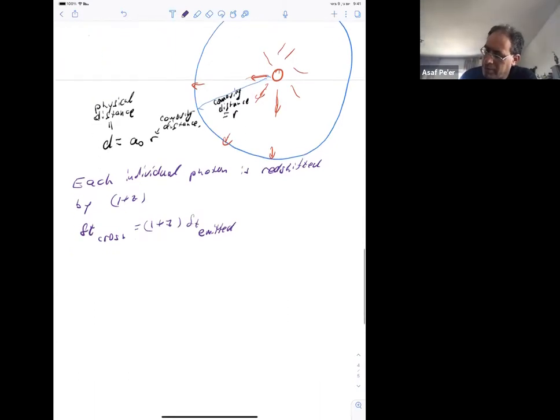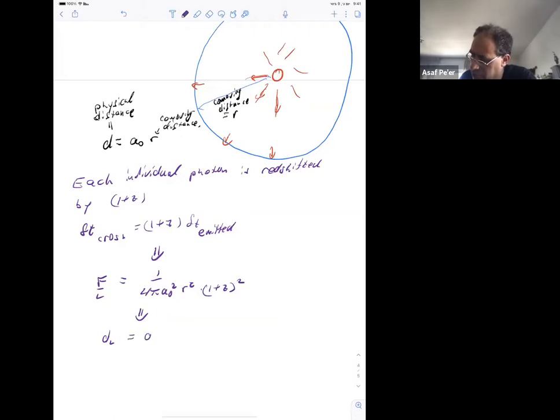So overall, what we're going to get is that F over L is just 1 over 4 pi, we said d is just a0 squared r squared times 1 plus z squared. From which we get immediately that the luminosity distance, dl, is just equal to a0 r times 1 plus z. Okay.